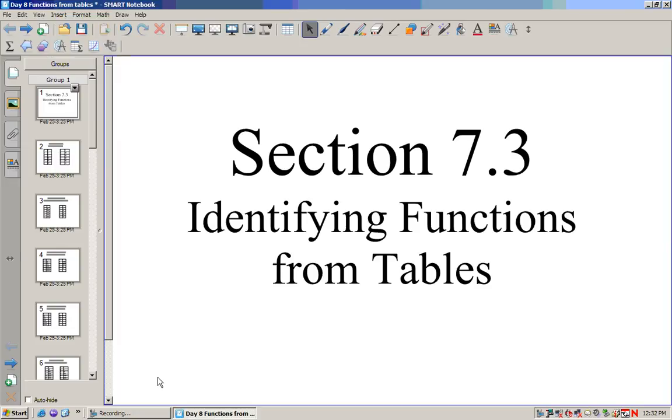Hello, welcome to section 7.3. Today we're going to be identifying functions from tables.